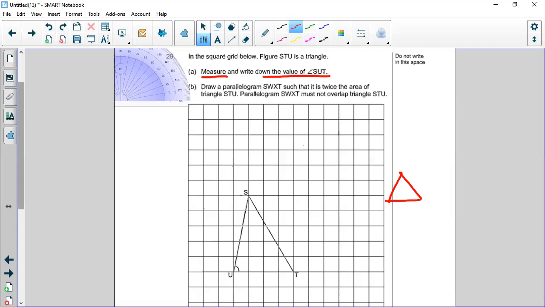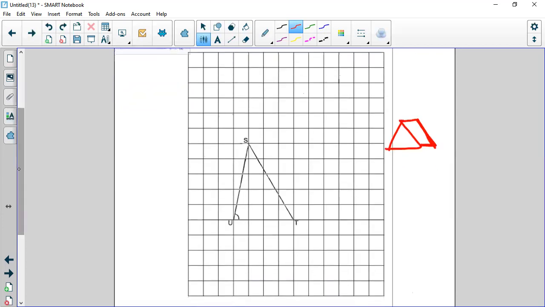So you need to draw a parallelogram that has twice the area of this triangle. First of all you must know what is a parallelogram. Something like that, a rough sketch using your free hand. Before you do the actual drawing, you need to have a rough sketch, and then you do the real thing on the drawing.